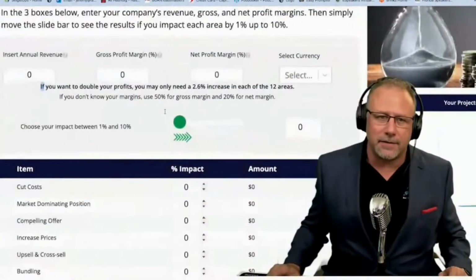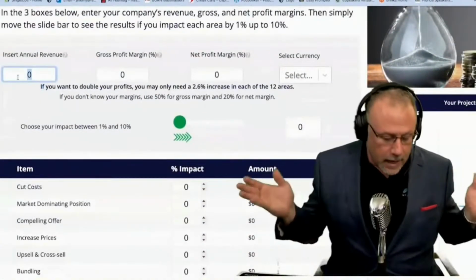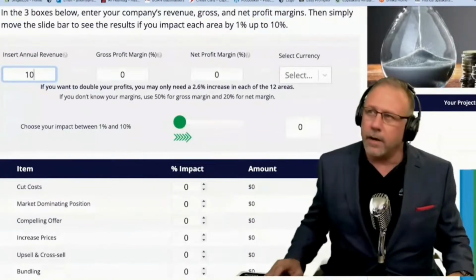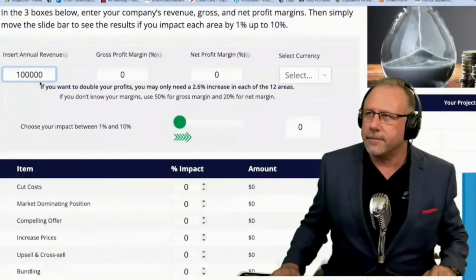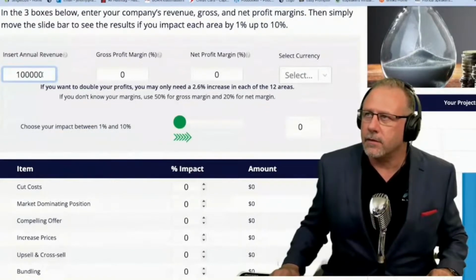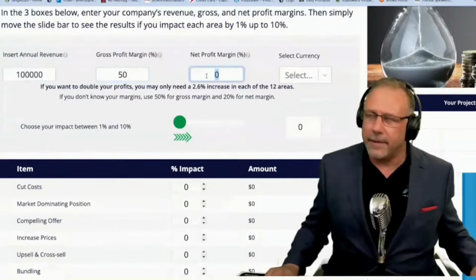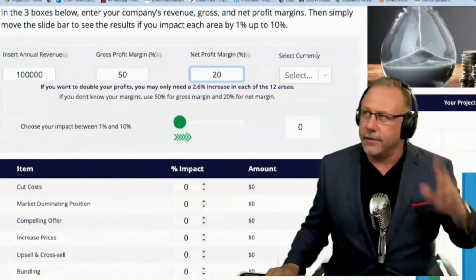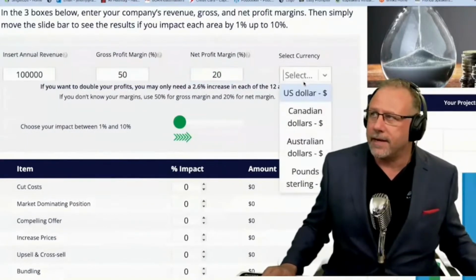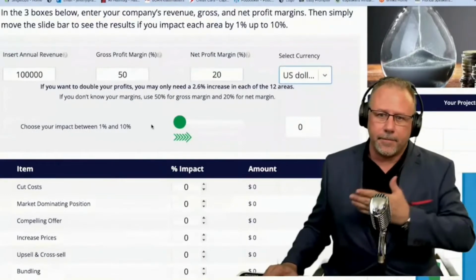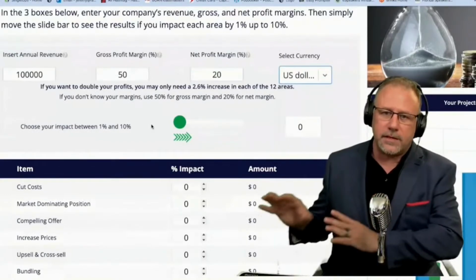So what I'm going to do is show you something really cool. You're going to come down here and put in how much you make a year. Let's say it's $100,000. Let's say it costs you 50% to make your widgets, whatever you do, and let's say 20% of that is profit. You walk home with 20% profit.